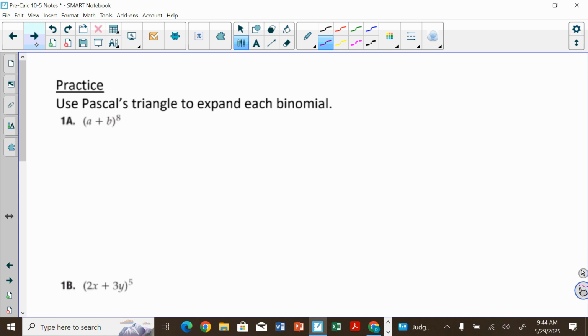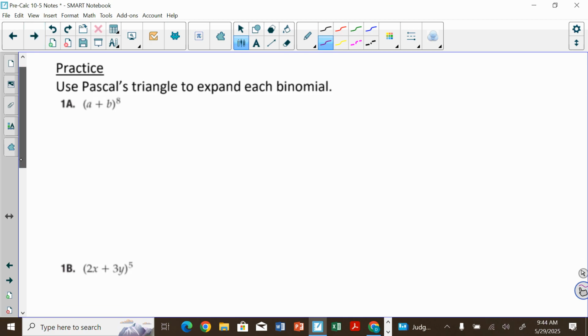All right, let's get to the practices. First thing to do, we looked at this one, we look at our notes, follow along: use Pascal's triangle to expand each binomial term. The first one here has an exponent of 8, which means it's got 9 terms, because it's 1 plus the exponent. We're just dealing with a plus b here, so we can rewrite this out.